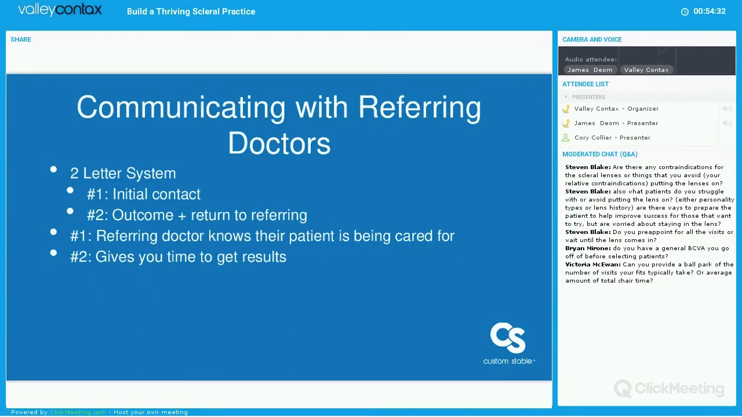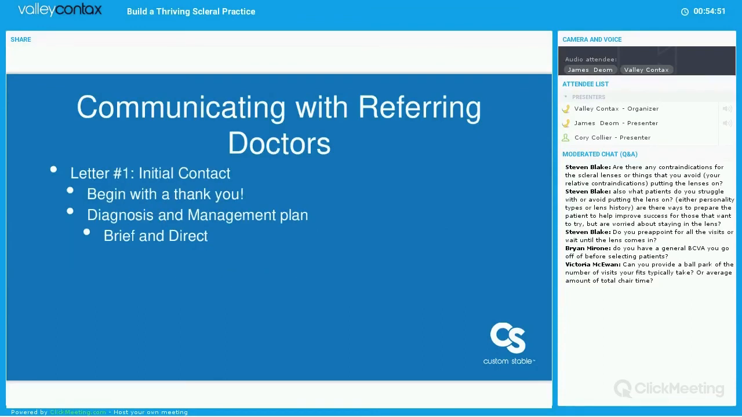I think this allows for two things. One is that the referring doctor knows that you're getting the process started, so you've satisfied that timely appointment criteria that we talked about before. And two, it gives you time to get results, because this is not a one-visit fix, as we know. This is not an overnight process. By letting the doctor know the process has started, it allows you to get the results you want, so that you can convey those back to the referring doc.